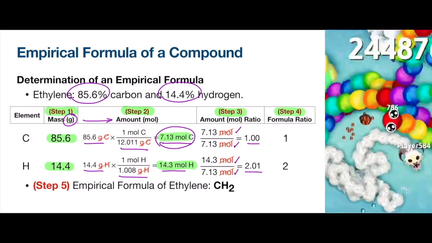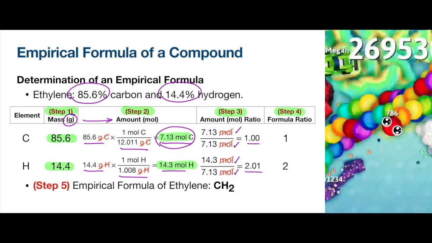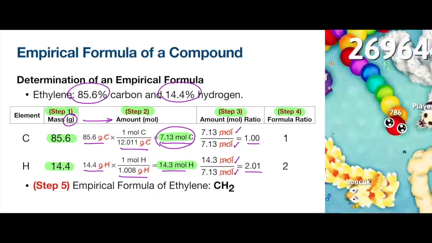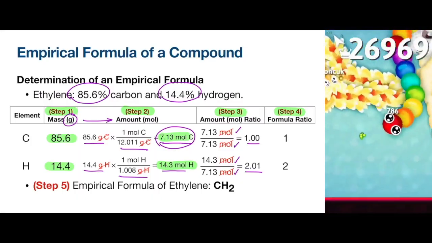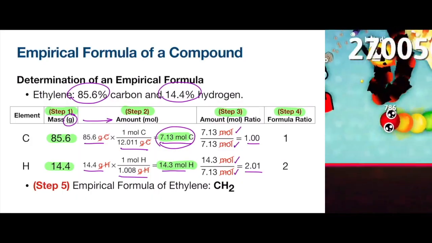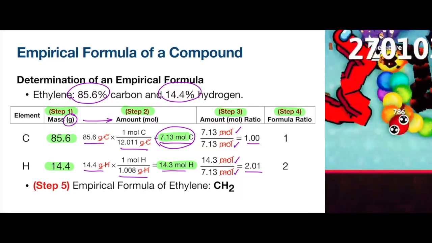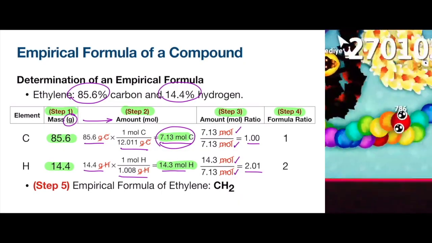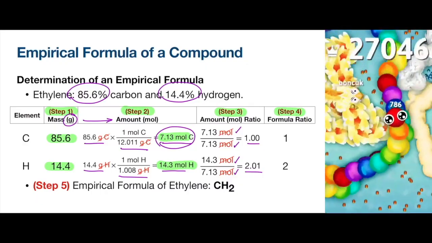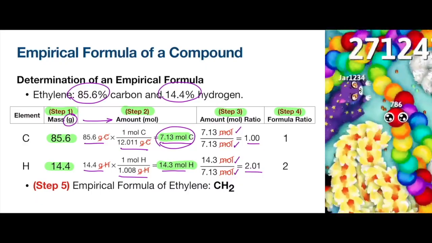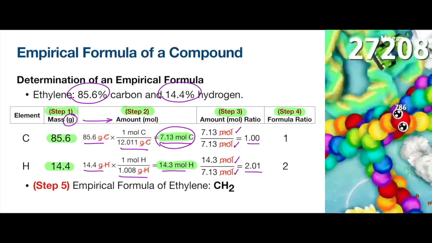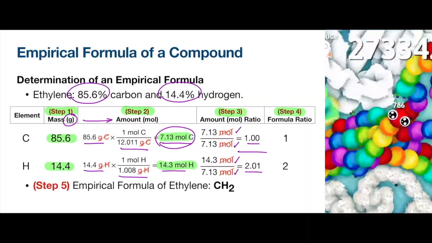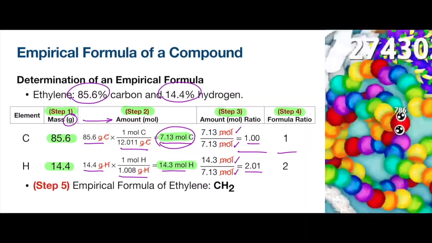Now, to complete step 4, when we use the amount ratio in a formula, the numbers must be integers. The numbers represent atoms, and a fraction of an atom does not exist. Accordingly, small round-offs may be necessary to compensate for experimental errors. In this problem, 1 to 2.01 becomes 1 to 2. Thus, we're done with step 4.